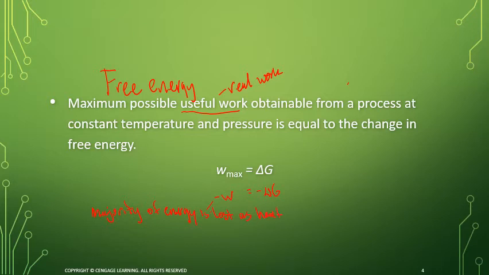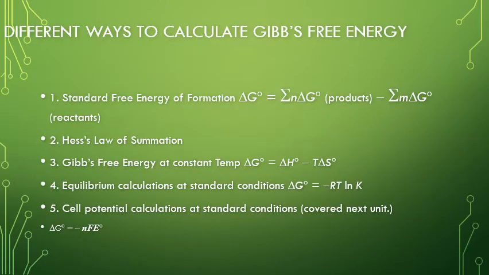So you can think about the delta G, or that free energy, as the amount of work that actually does something for us that's not lost as heat. So just like delta H, we have a number of different possibilities for calculating the amount of free energy within a system. The first of which is just the standard free energy of formation.